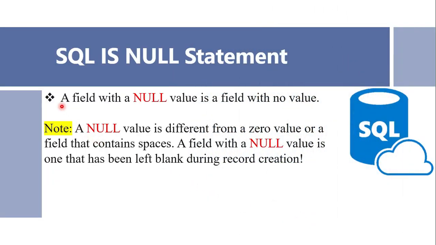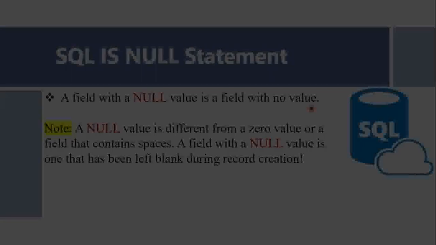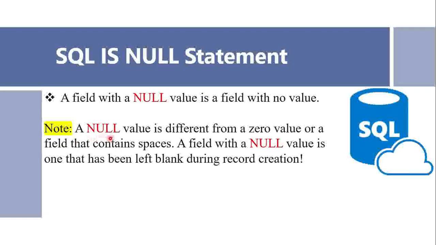NULL means it is the blank value that contains nothing in it. That means a null value is different from zero or a value that contains spaces. A space is also a value, but a null value contains no spaces or nothing in it. So it leaves a blank while inserting the data into the table.